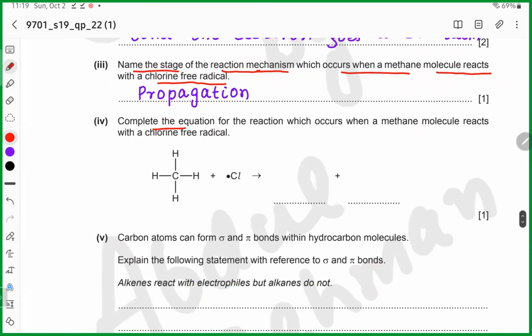Now complete the equation for the reaction which occurs when a methane molecule reacts with a chlorine free radical. So see here we have a chlorine free radical, as I have told you, that it takes the hydrogen from the methane molecule to form hydrogen chloride. And we are left with the 3 hydrogens in a molecule and an unpaired electron. So a methyl radical is formed. Is this clear? Yes, sir.